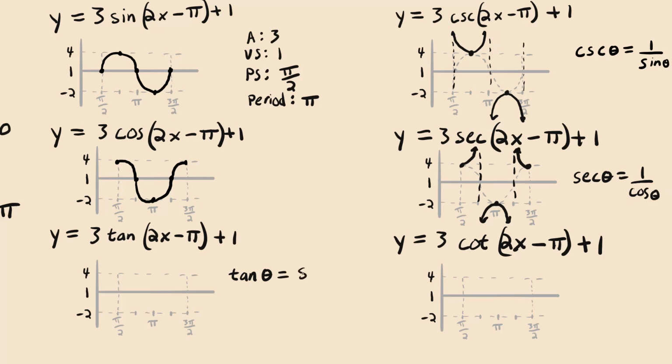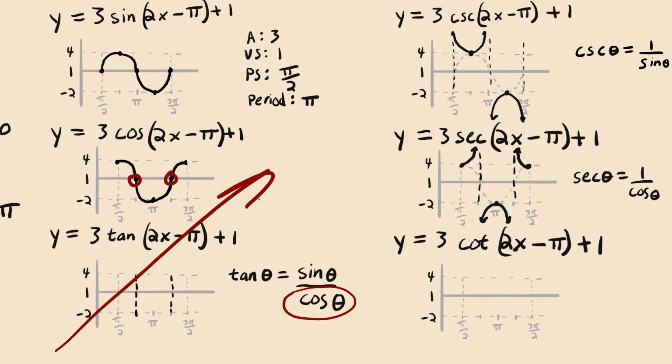So tangent is the same thing as saying sine over cosine. And just like before, since cosine is in the denominator, that's when you have asymptotes at tangent. So the general shape of tangent is that it's always increasing. So you draw the function going up.